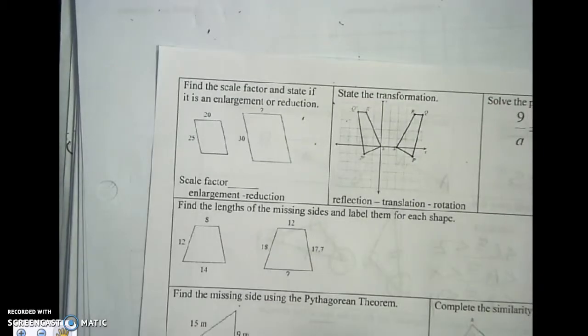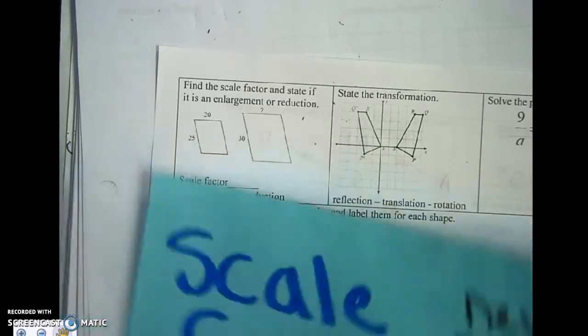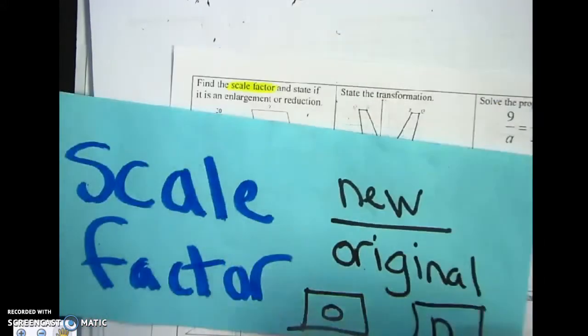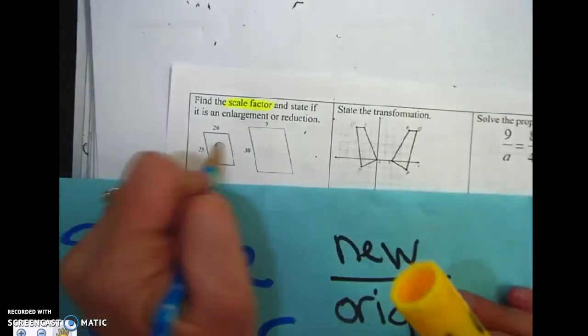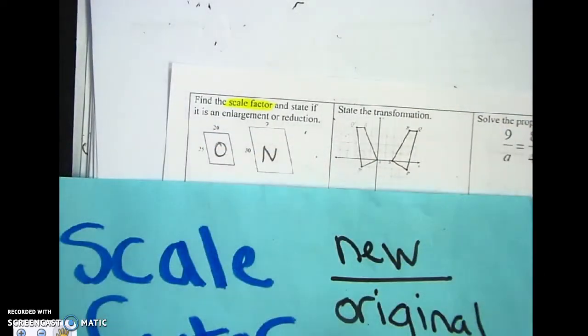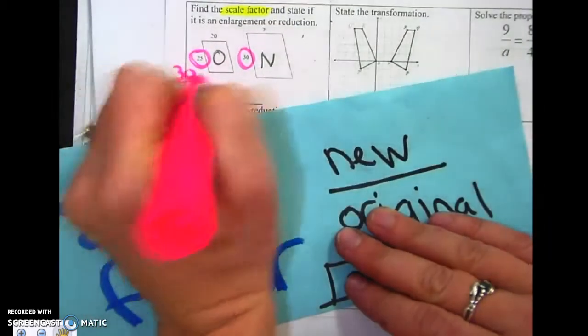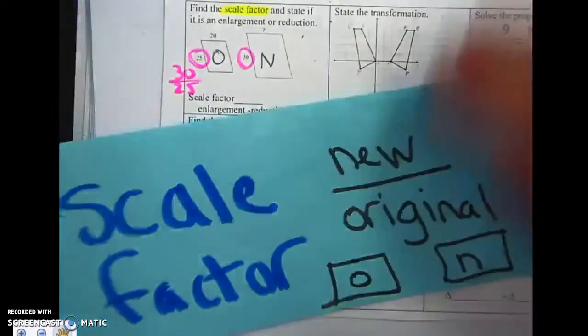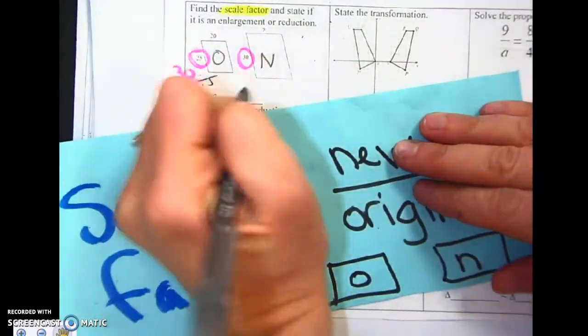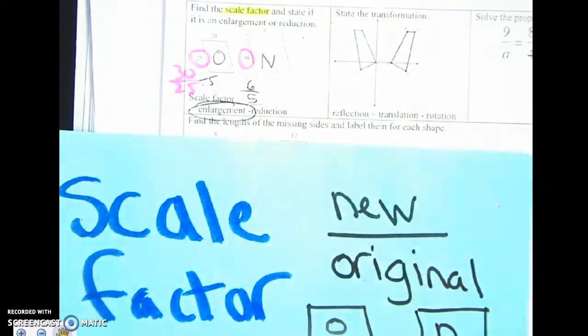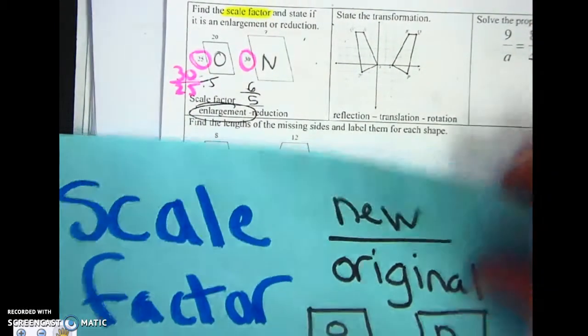Okay, find the scale factor. So let me find that one. So it says here, scale factor. Remember, scale factor is new over the original. So this is my original. This is my new. I find the match. And I go 30 over 25. Divide by 5. 6 over 5. Big on top. Enlargement. Okay? All right, let's go to the next one.